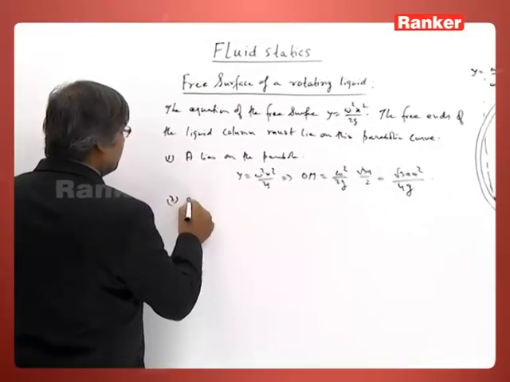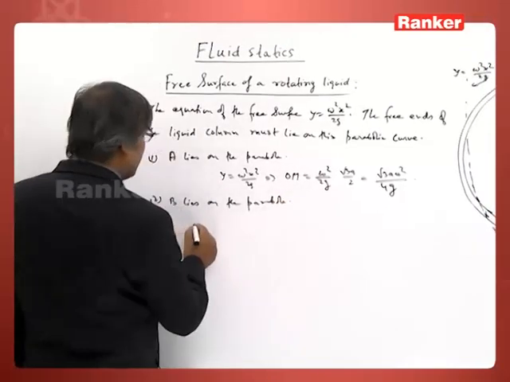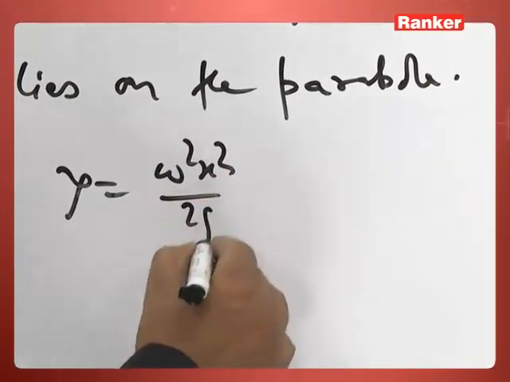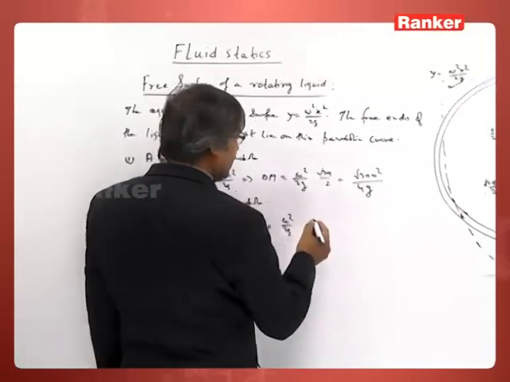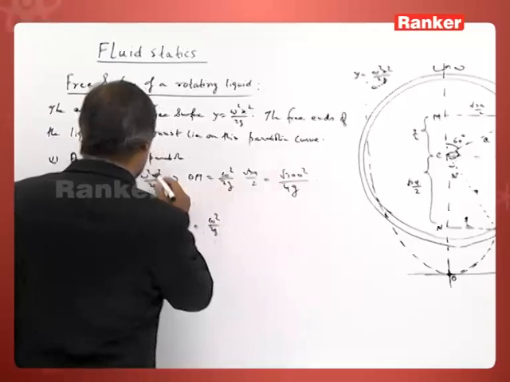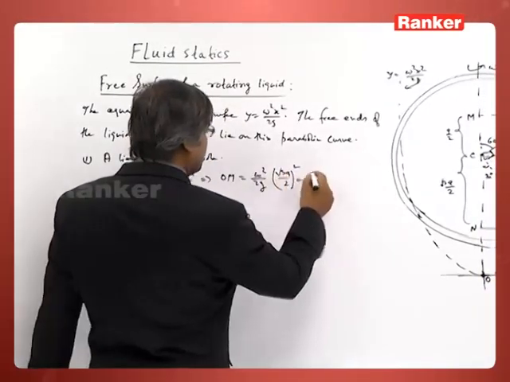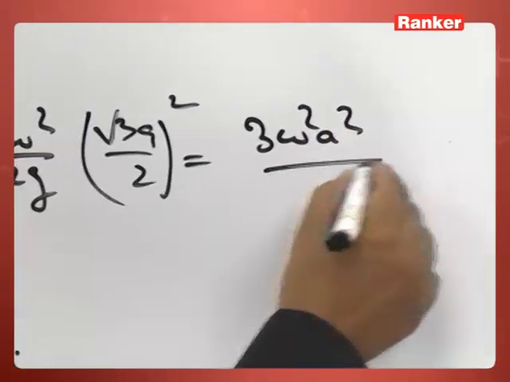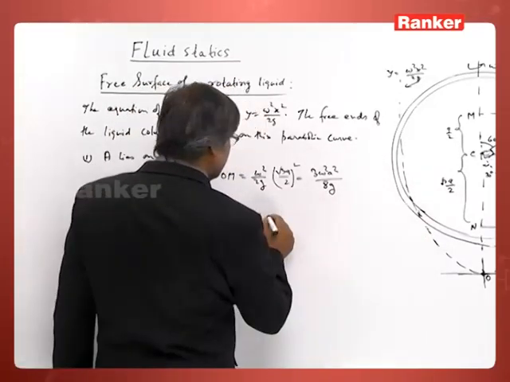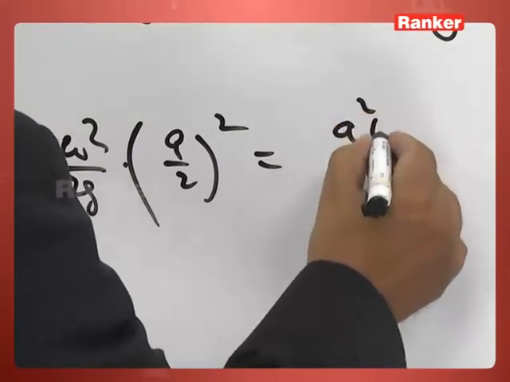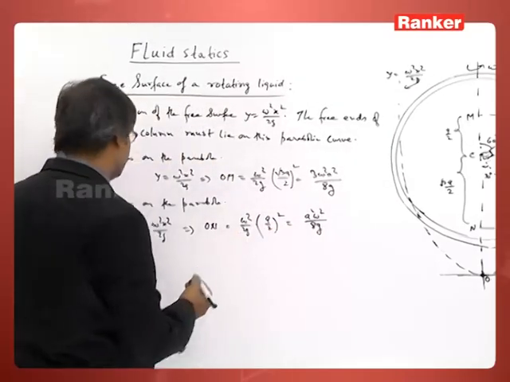Next, point 2, B lies on the parabola. B also should lie. So, we have y is equal to omega square x square by 2g, which implies ON is equal to omega square by 2g times x square. So, here I have to do this square. So, here it will be 3A square, so 3 omega square A square by 2 into 4, that is 8g. Here again x square, x means A by 2 whole square, that is A square omega square by 4 into 2, that is 8g.